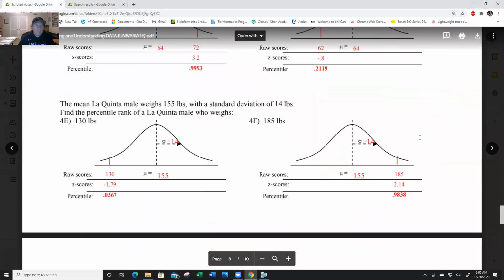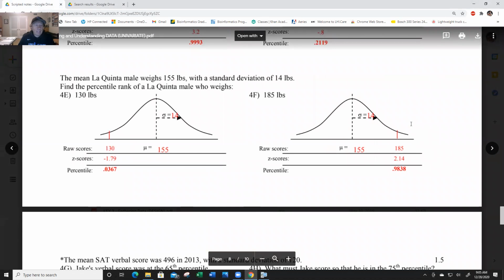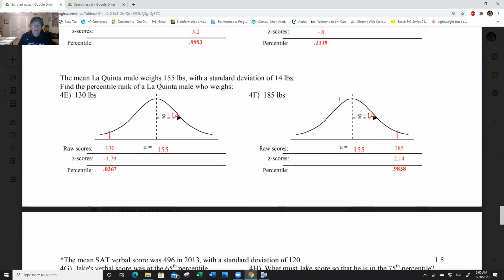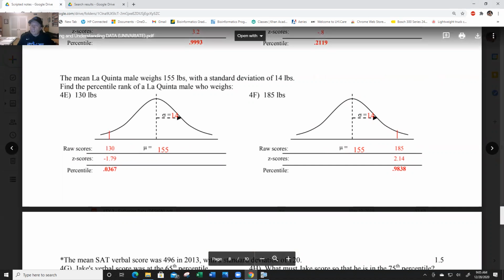Okay. All right. A La Quinta, the mean male weight of a La Quinta kid is 155 pounds. I have no idea if that's true. That's made up data, by the way. With a standard deviation of 14, I'm assuming it's all normal. Find the percentile rank of a La Quinta male who weighs 130 pounds. And again, I'm doing only the area below on this particular worksheet. It could have the area above. So 130 is area below, right?